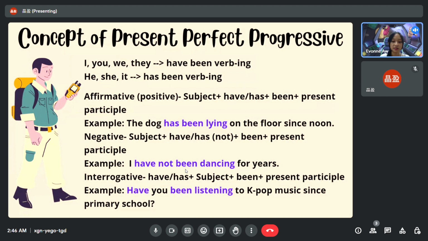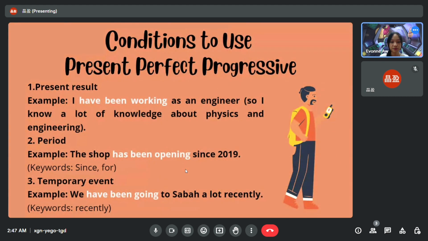In negative condition, the subject is added with have or has, added not, added been plus present participle. For example, I have not been dancing for years. And the last one, interrogative: have or has is added with the subject plus been plus present participle. Have you been listening to K-pop music since primary school?